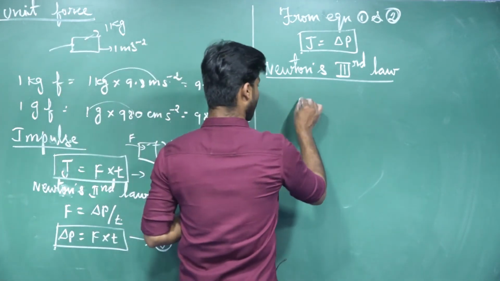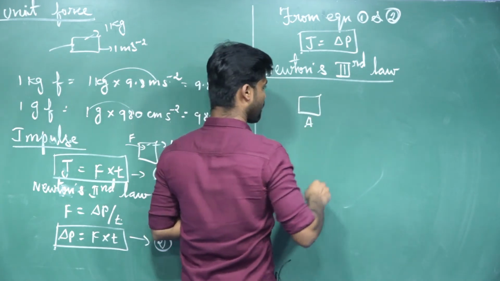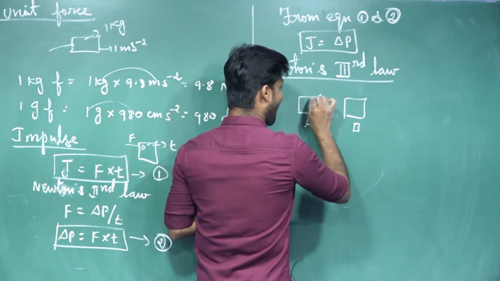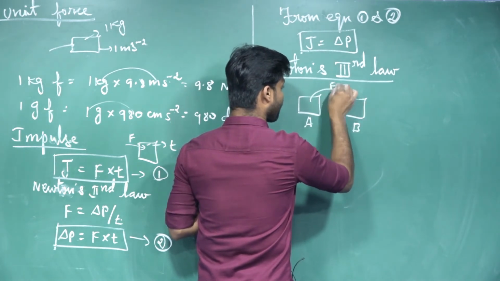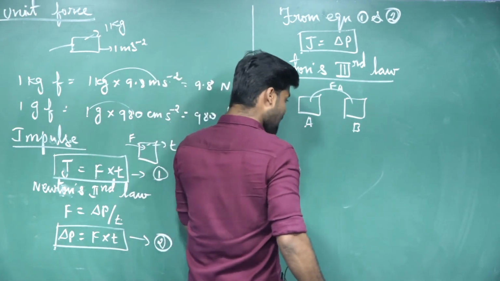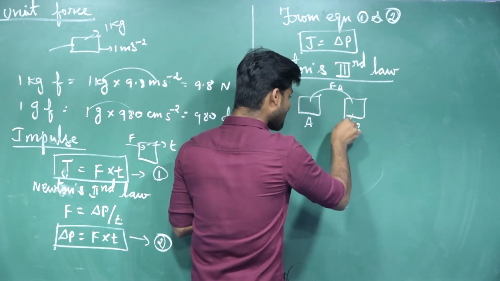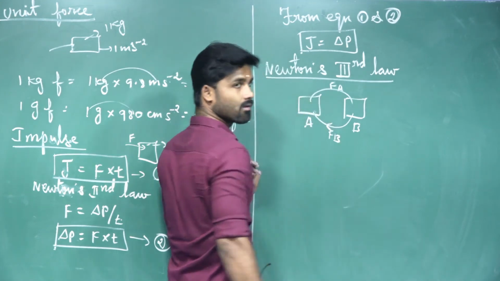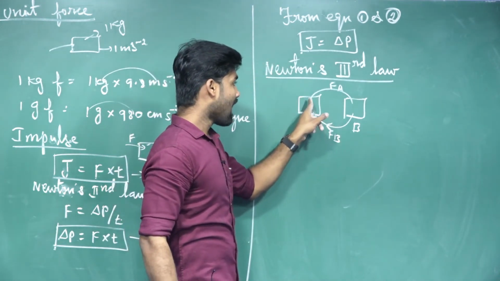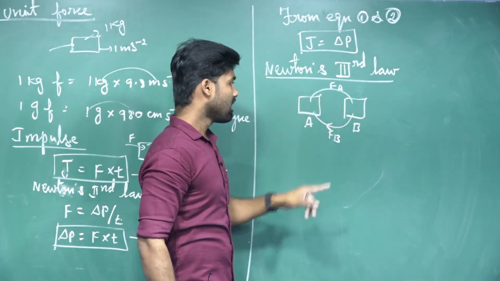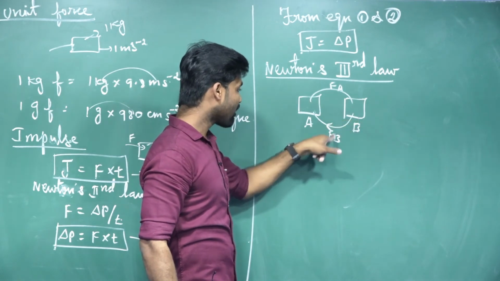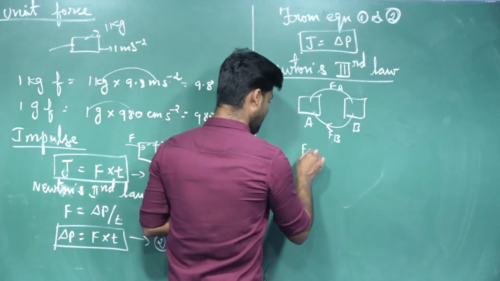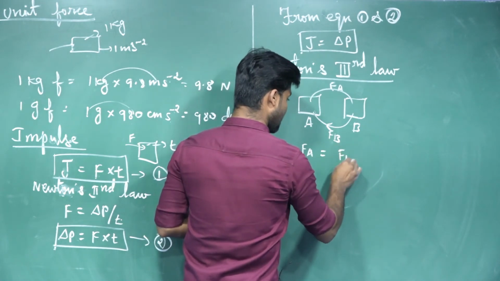Let us consider one object A and another object B. Object A exerts a force Fa on object B, and at the same time, object B exerts the same amount of force, Fb, on A. So while object A exerts the force Fa on B, at the same time object B exerts Fb on A. Here Fa is the action, which is equal to Fb, the reaction.